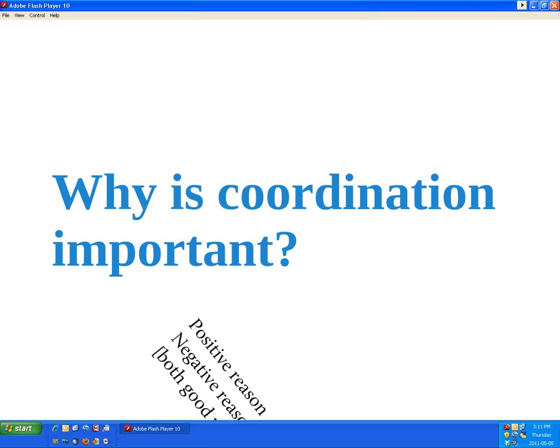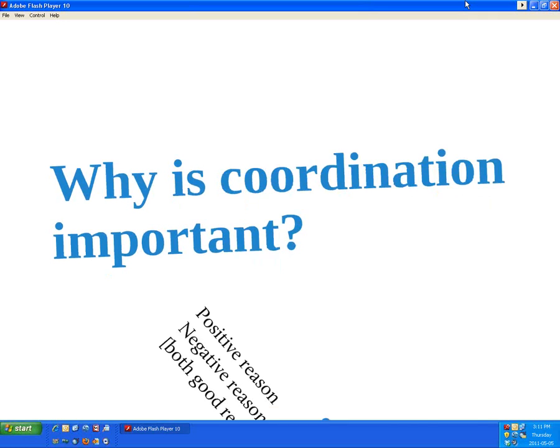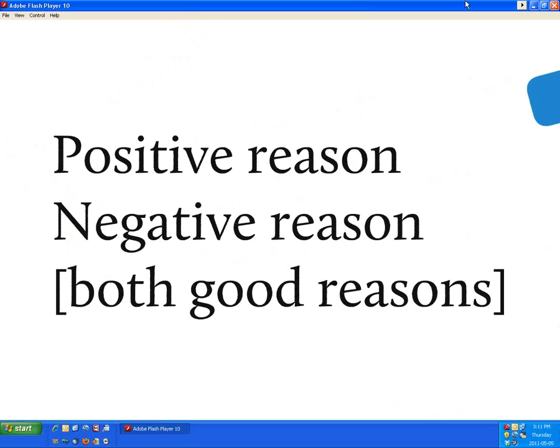Well, I like to see that because I think it's an important distinction. So why is coordination or integration important? Well, Louis and I believe there are probably two really good reasons, one positive, one negative, but they're both equally important.